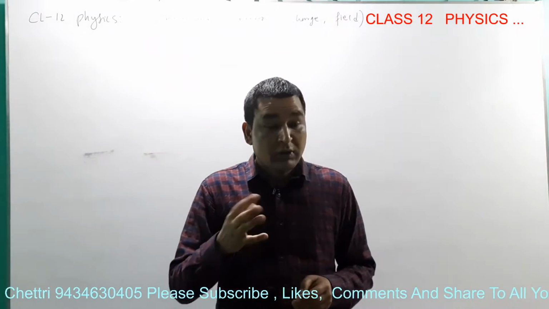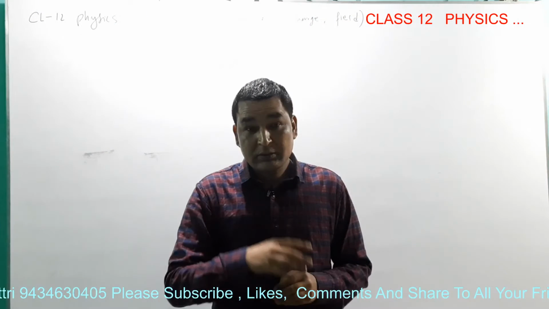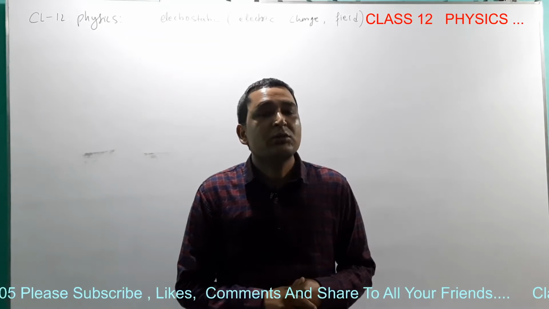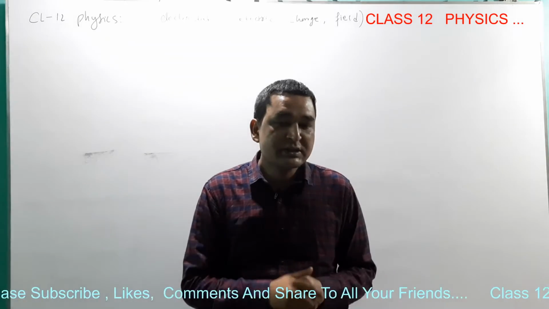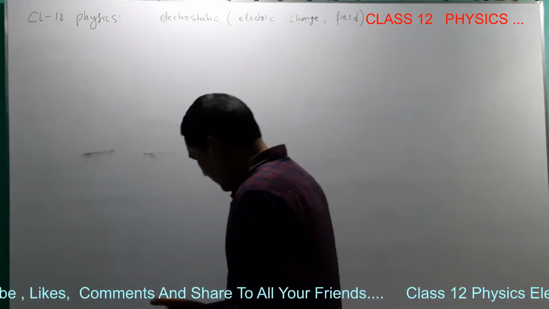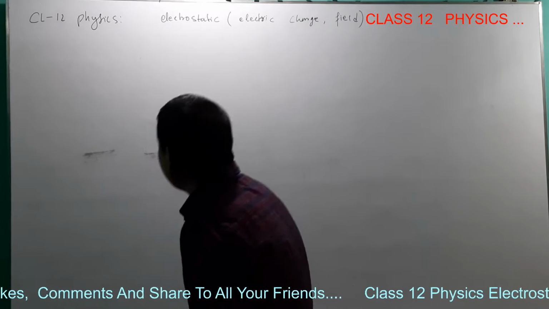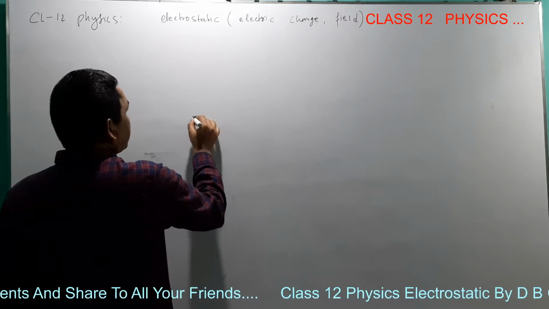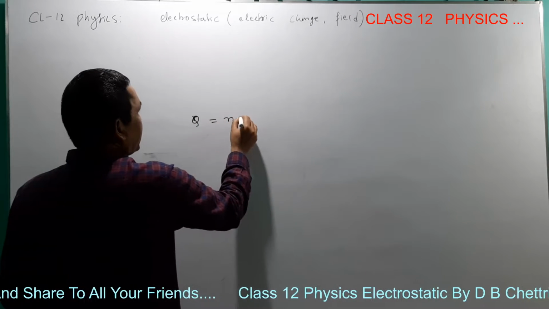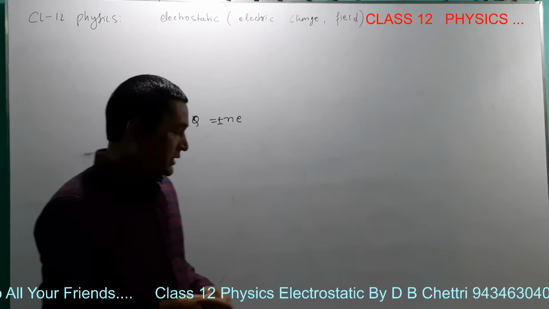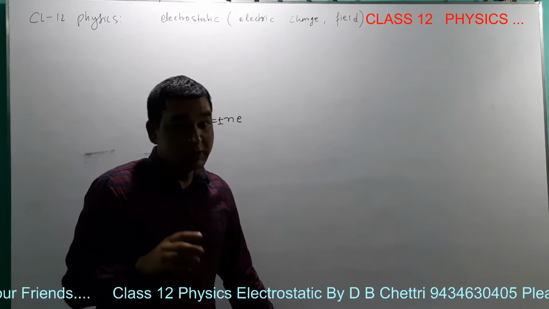That's why quantization of electric charge means the net charge transferred from one body to another is an integral multiple of the basic unit of charge. Integral multiple means integer. So charge is equal to plus or minus n e, either negative charge or positive charge. I think you got the idea what quantization of electric charge is.